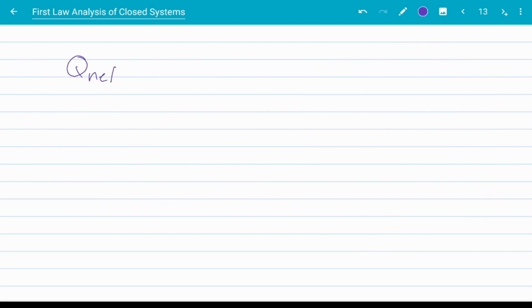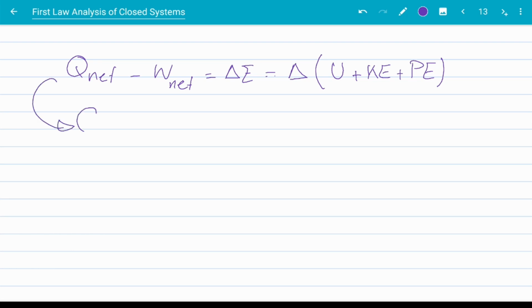Okay, so Q net minus W net is delta E of our system, right? Delta E, if you remember, is actually delta internal energy plus kinetic energy plus potential energy. Now I'm going to drop the nets just to keep it simple and say Q minus W is delta capital U, kinetic energy, potential energy.